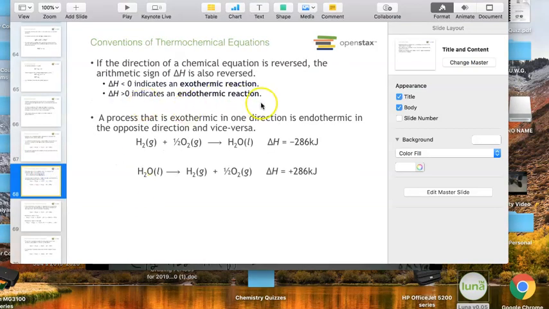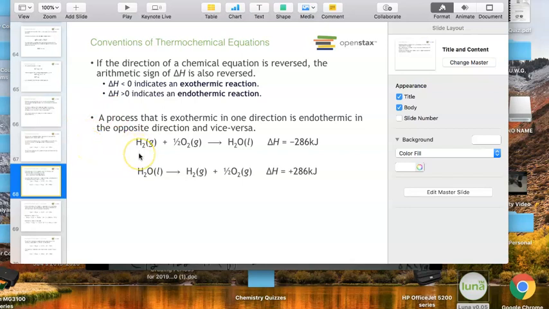If the direction of a chemical reaction is reversed, the sign of the enthalpy is also reversed. If the enthalpy is less than 0, it indicates an exothermic reaction. If the change in the enthalpy is greater than 0, that indicates an endothermic reaction has occurred.